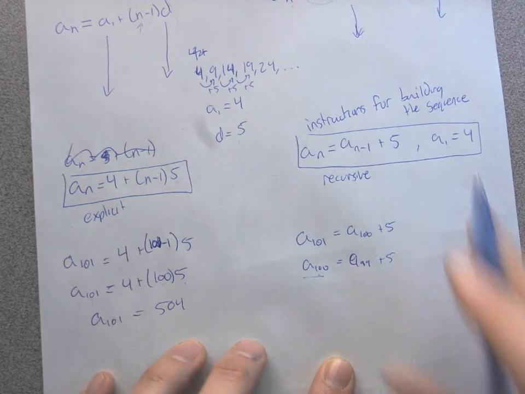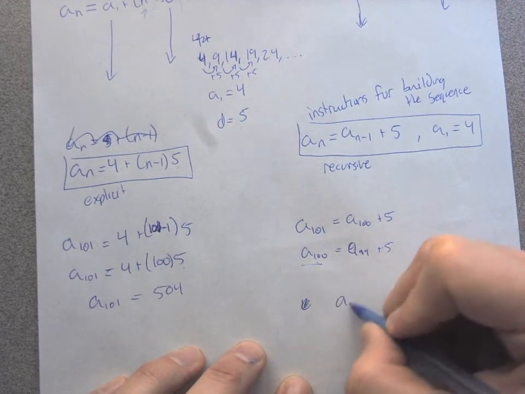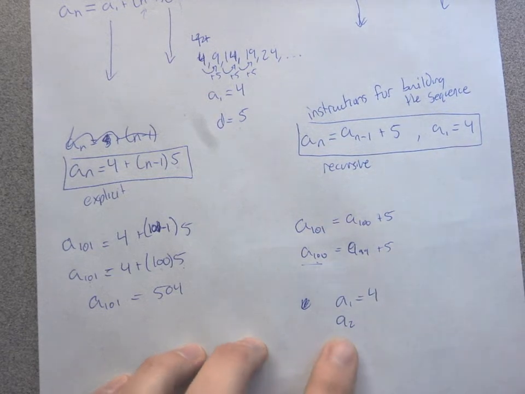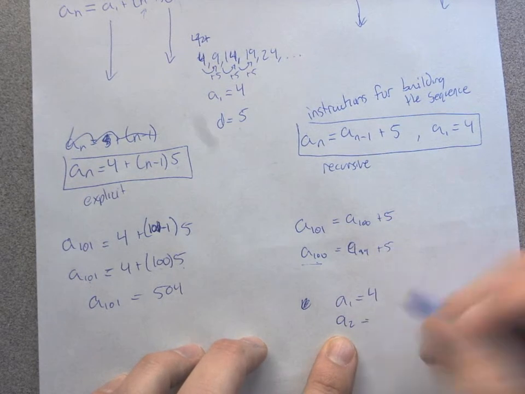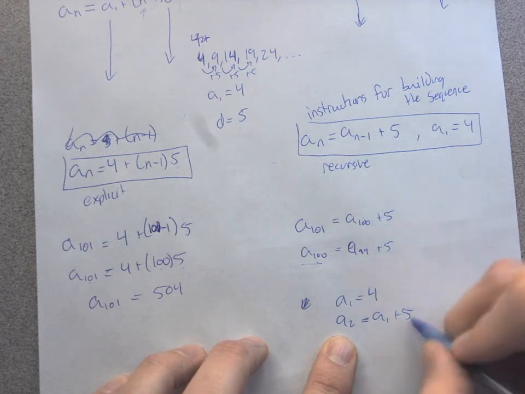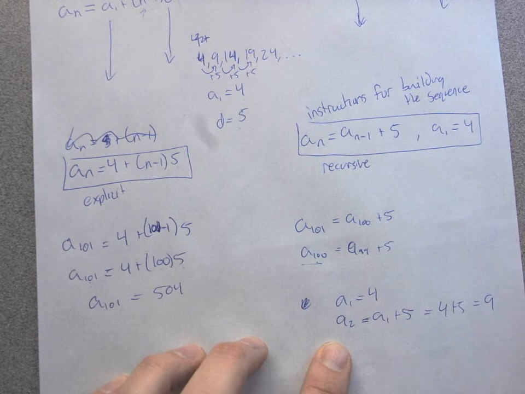Okay, let's start with 4. So let's do a1 equals 4, okay? And then you're like, okay, well, what's a2? Well, our formula says a2, the second term, is equal to a1 plus 5. And since we know a1 is 4, we just go 4 plus 5, and that's equal to 9.